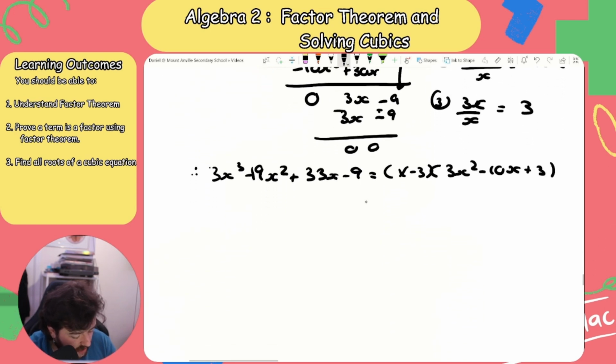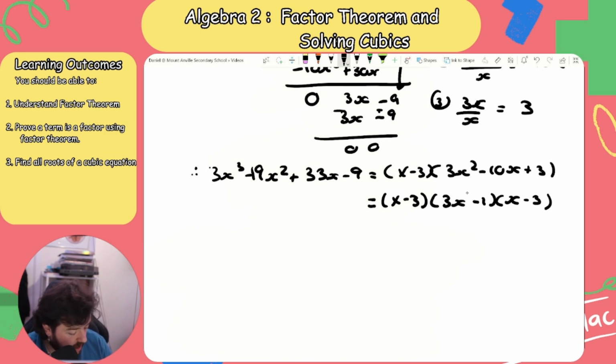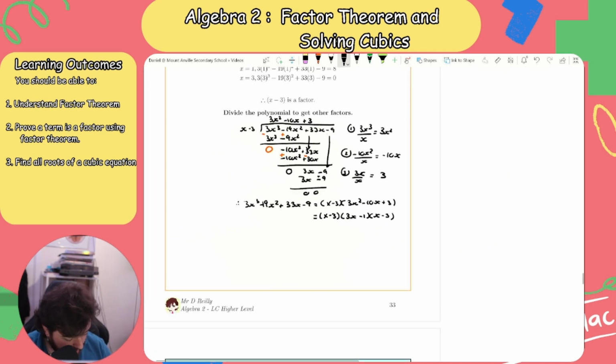So it's a factor. To fully factorize, this is going to be x minus 3. And if I factorize this quadratic, I'm left with 3x minus 1 times x minus 3. You can factorize that yourselves, but that's what I'm going to get. And then this fully factorized is this. So 3x cubed minus 19x squared plus 33x minus 9 is equal to x minus 3 times 3x minus 1 times x minus 3.